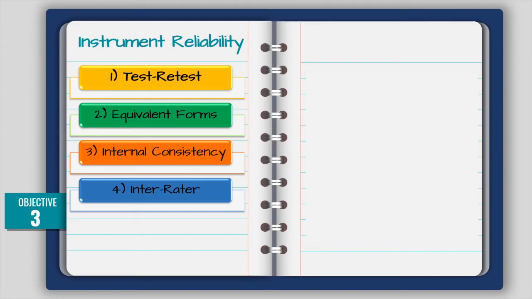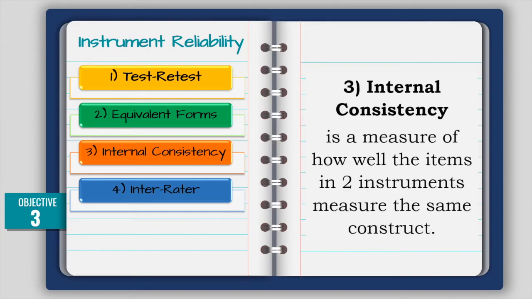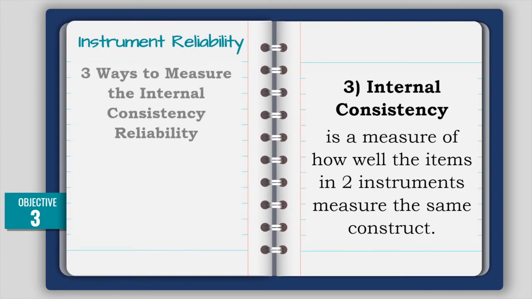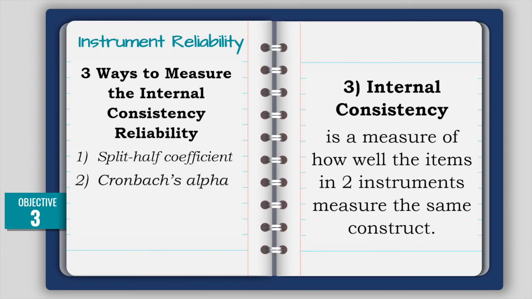The third one is the internal consistency reliability. This is a measure of how well the items in an instrument measure the same construct. There are three ways to measure the internal consistency reliability. Number one, split half coefficient or split half reliability. Number two, Cronbach's alpha. Lastly, the Kuder-Richardson formula.